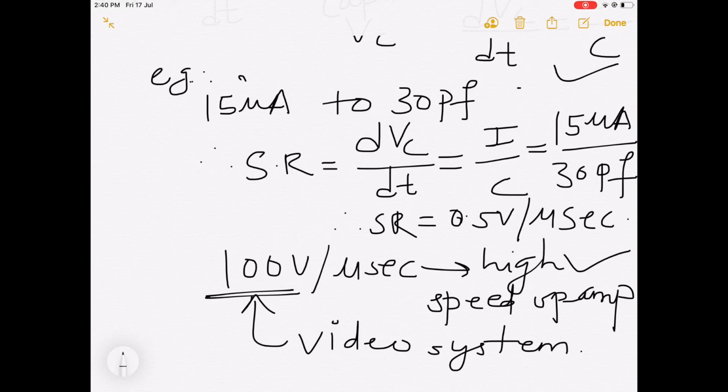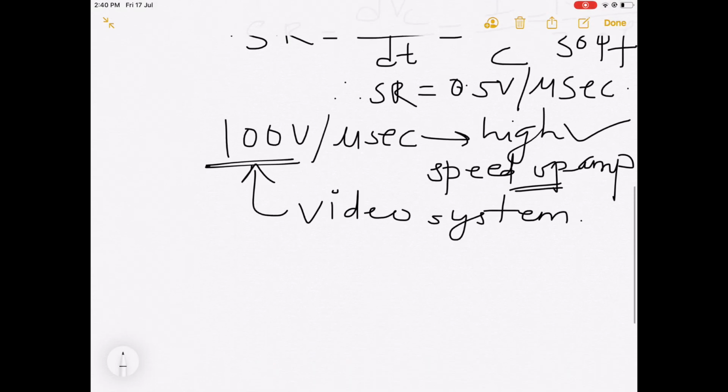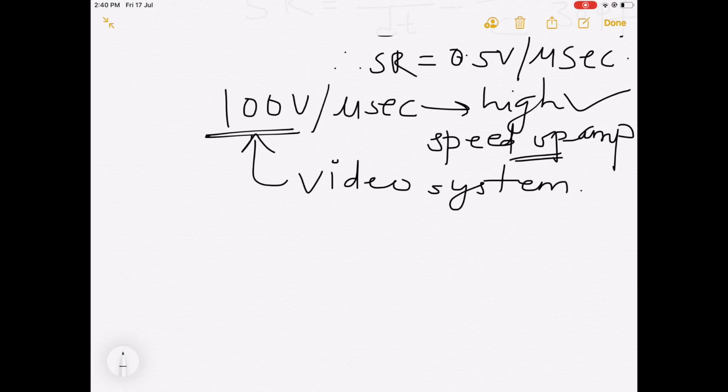That type of op amps are known as high speed op amps. Okay. Then the next point in this: slew rate limiting of sine wave. So how will the output change when you apply a sine wave as the input? Slew rate limits the speed of response of large signal wave shapes.